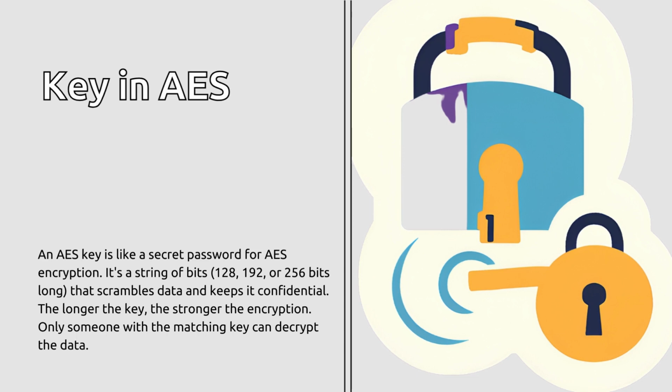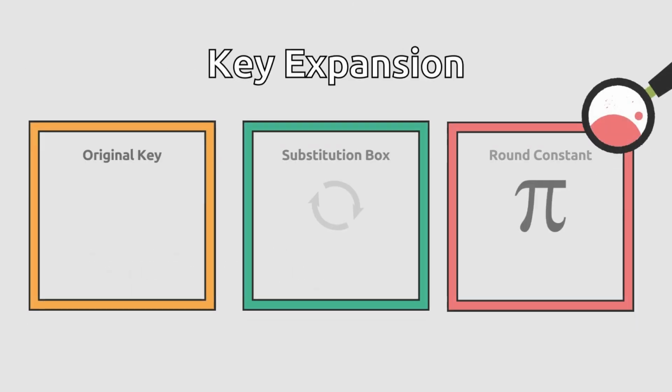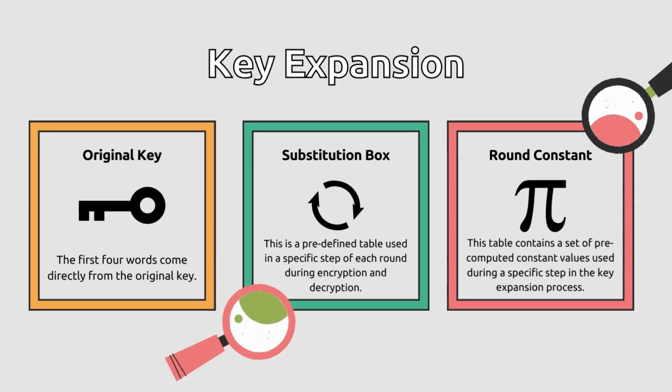AES takes a fixed size key, like 128, 192 or 256 bits, and expands it into a larger set of round keys. These round keys are used in each round of the encryption and decryption process. Let's see the key expansion process. Think of the original key as a set of words. Key expansion manipulates these words through various operations like substitution, rotation, and mixing with a specific function to generate new round keys.